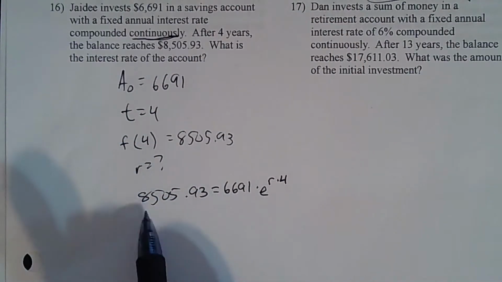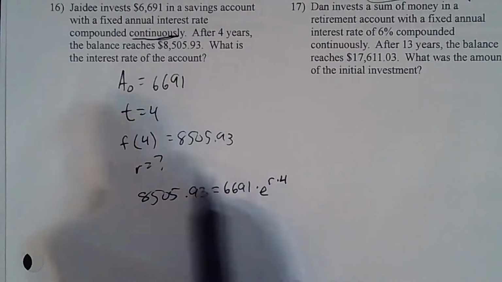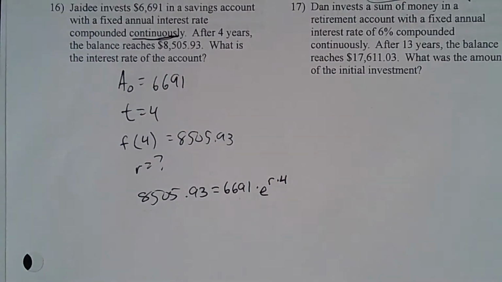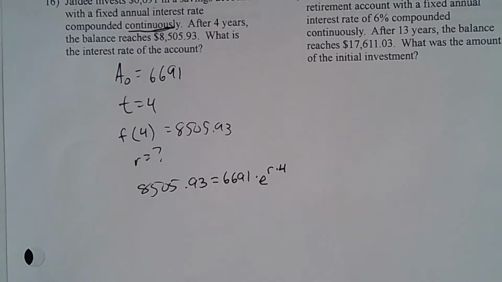And again, our left-hand side came from this number. This is our initial value. E, we don't know what r is, and 4 is how much time we got. And honestly, this question is exactly the same as the previous question that we were solving. Divide both sides by 6691. I'm going to use my calculator to do that.